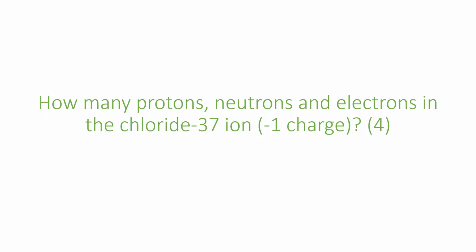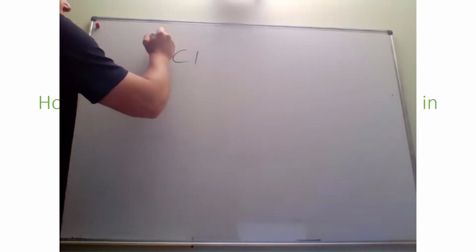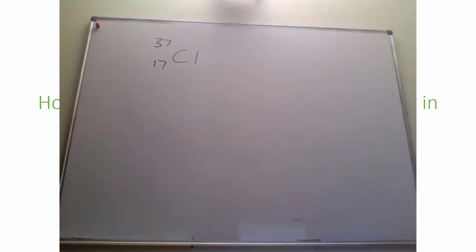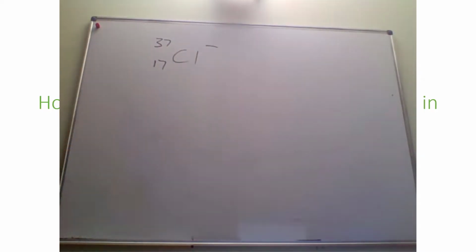So if I ask you now to work out how many protons, neutrons, and electrons are in the chloride 37 ion. Okay, so that's going to have a -1 charge. Again, we're going to write up our symbolic notation and then put the number of protons, neutrons, and electrons. So our symbol for chloride is Cl. If we look on our periodic table, we'll see the atomic number for chlorine is 17. And chloride 37 tells us that our mass number is going to be 37. And a chloride with a -1 charge means you're going to have a minus as the superscript in the upper right-hand corner.